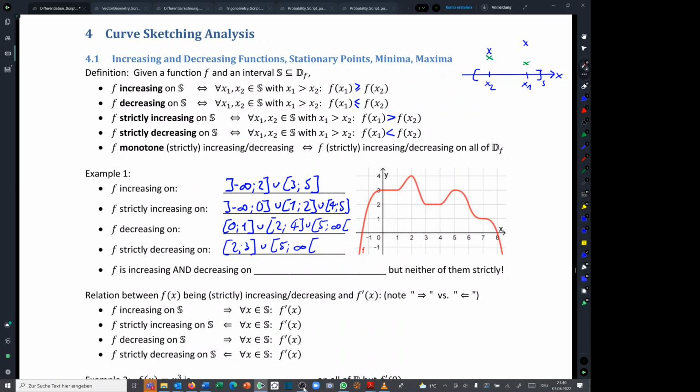Where is f increasing and decreasing? Well, have a look at it. Here is the result. It is obviously in these two regions where the graph is horizontal.